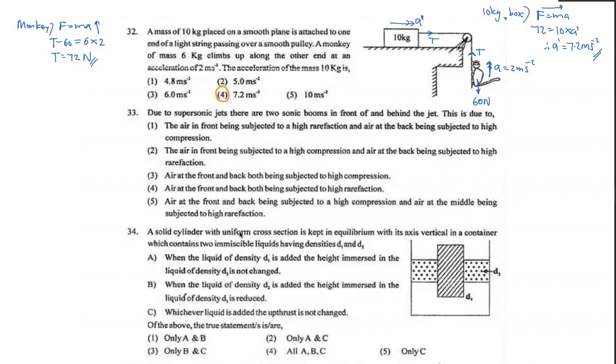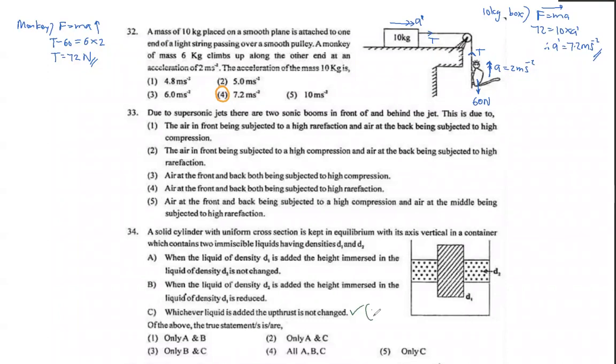34. A solid cylinder with uniform cross section is kept in equilibrium with its axis vertical in a container which contains two immiscible liquids having densities d1 and d2. When the liquid of density d1 is added, the height immersed in the liquid of density d2 is not changed. When the liquid of density d2 is added, the height immersed in the liquid of d1 is reduced. Whichever liquid is added, the upthrust is not changed. I think C is definitely correct, no, people? Tell me, is that true or not? C should be definitely correct.